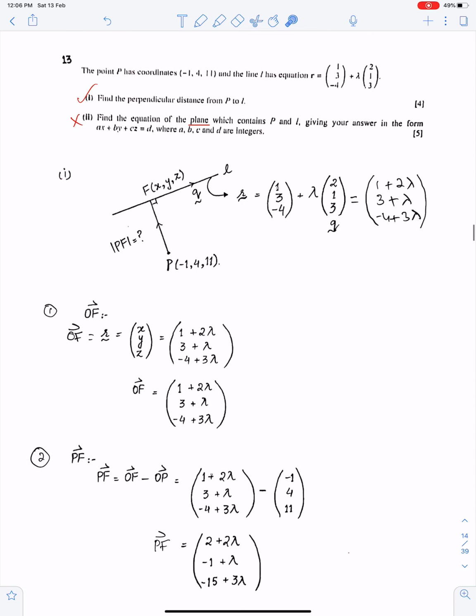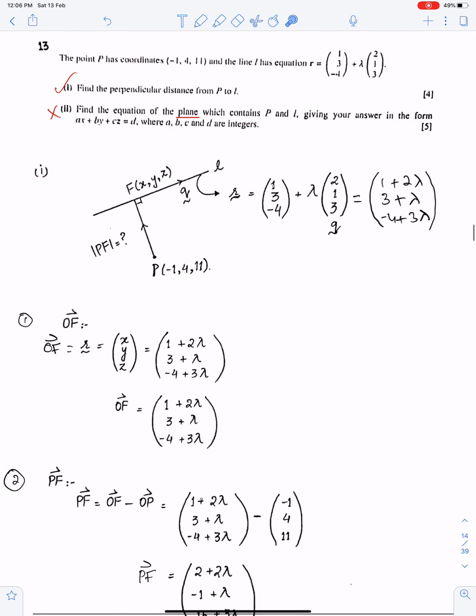Well, question number 13, the shortest distance. Find the shortest distance from P to L. This is the point P and this is the line L. So for shortest distance, always make a rough sketch. P is here and F is the foot of perpendicular from P to this line. And you know how to get the coordinates of F. This is so simple. You should replace R by OF. So by replacing R by OF, we can get the coordinates of F.